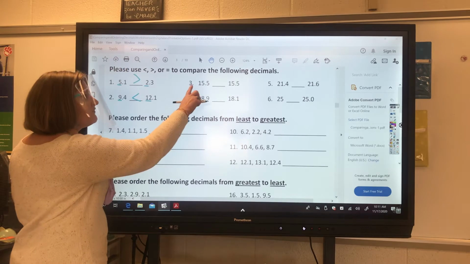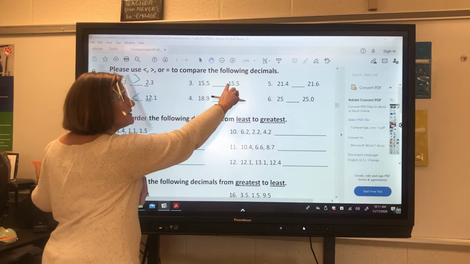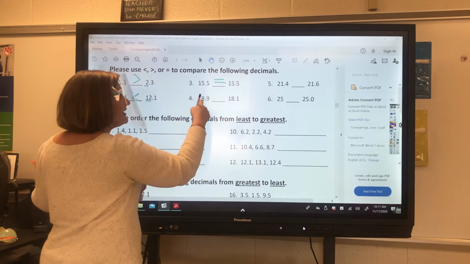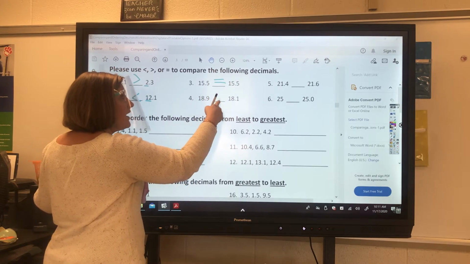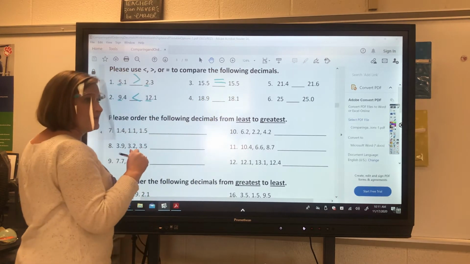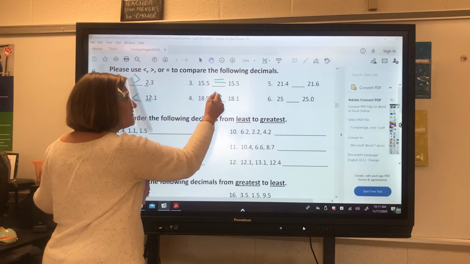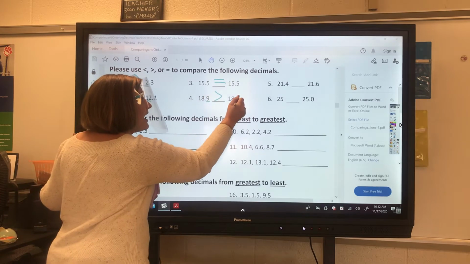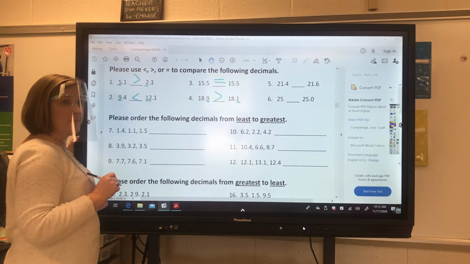All right, number 3. 15 and 5/10 is what to 15 and 5/10? Equal. 18 and 9/10 is what to 18 and 1/10? Greater than. Which place value did you look at? The tenths. The 9 is greater than the 1.